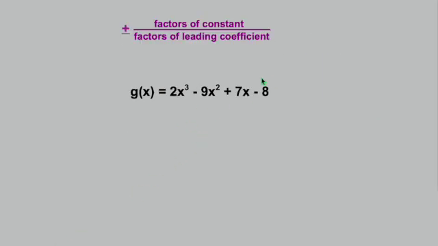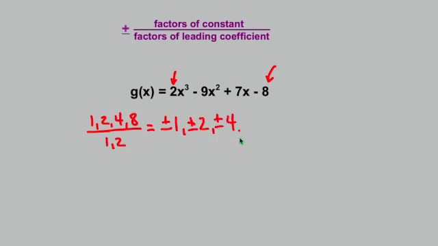Well, what if the constant in this case is 8 and now the leading coefficient is 2? So now we'd be looking at all the factors of 8 divided by the factors of 2. So the factors of 8 would be 1 and 2 and 4 and 8. And then the factors of 2 would be 1 and 2. So first we're going to have everything on top divided by 1. So we're going to have plus or minus 1, plus or minus 2, plus or minus 4, and then plus or minus 8. So these are going to be all possible rational roots that could go into this function here.